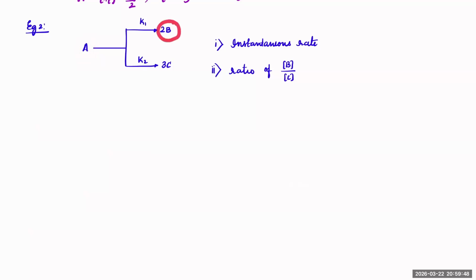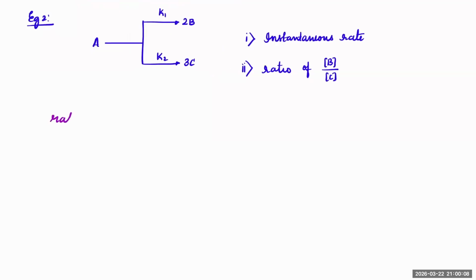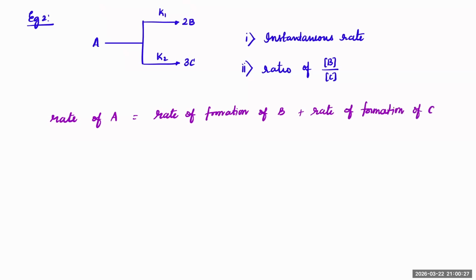See the next question. A is giving 2B and 3C. Rate constants are K1 and K2 this time. First, I need to figure out the instantaneous rate. And second, I need to figure out the ratio of B and C. Now you notice that rate of A must be equal to rate of formation of B plus rate of formation of C, correct?